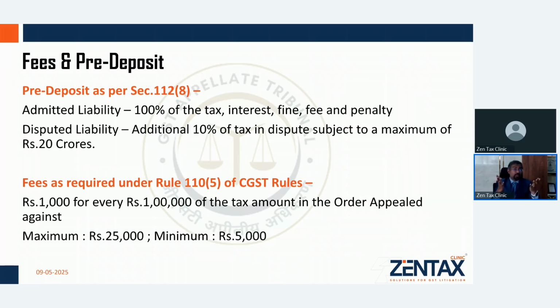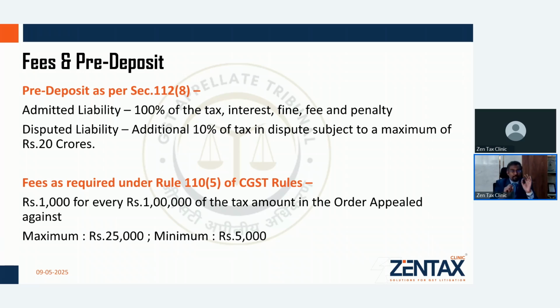A general understanding could be that 1,000 divided by 1 lakh is 1%. But the reading of the CGST rules does not talk about ₹1,000 or part thereof with respect to the amount in the order of ₹1 lakh or part thereof. No. It talks very clearly about ₹1,000 for every ₹1 lakh. That is to say, if the demand was ₹5 lakhs in the order in original, then the fee would be ₹5,000. If the demand was 6 lakhs, then the fee would be 6,000.